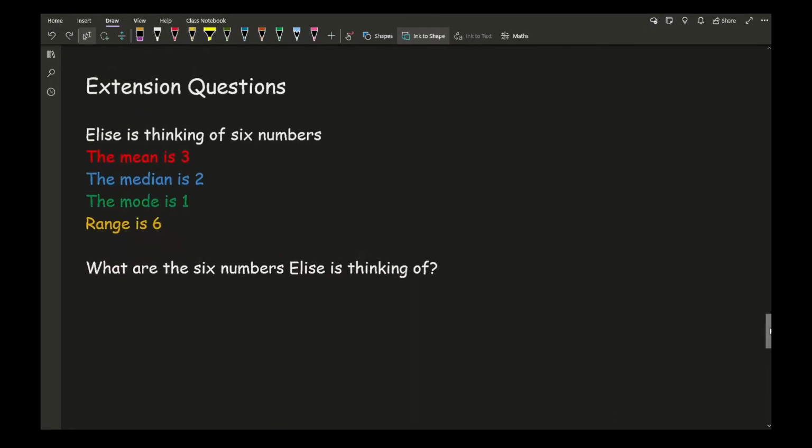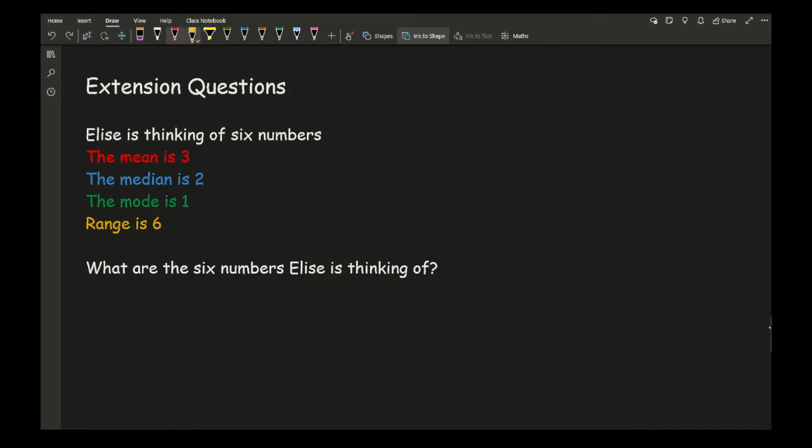So looking at some extension questions now, this question is particularly popular when it comes to tests and exams, simply because it combines all three averages and the range in one quick swoop. And again, it's also classed as a high level question because it gets you to think of the reverse. So this question says that Elise is thinking of 6 numbers. The mean is 3, the median is 2, the mode is 1, and the range is 6. And what are the 6 numbers Elise is thinking of?